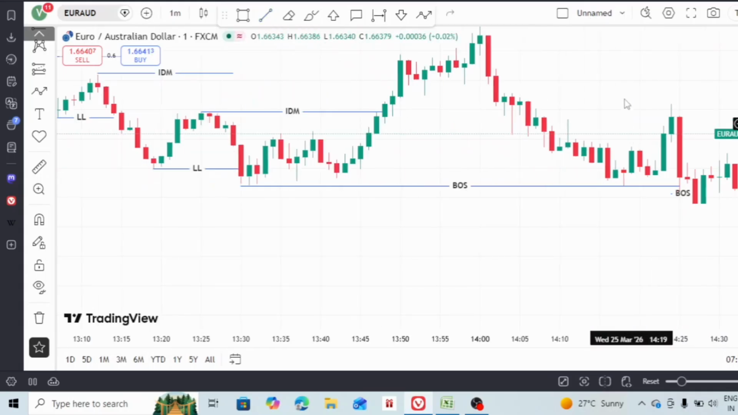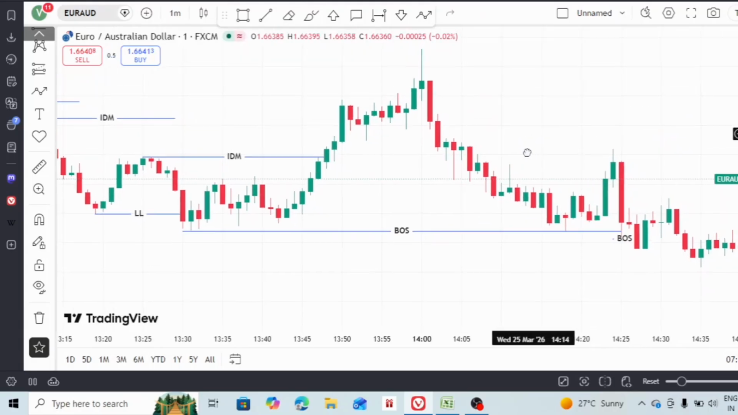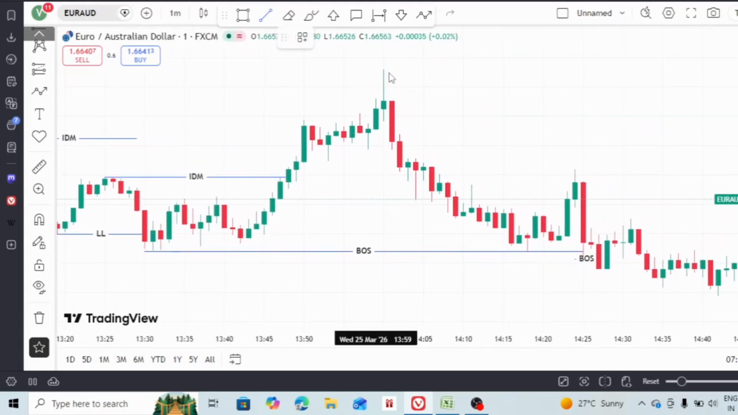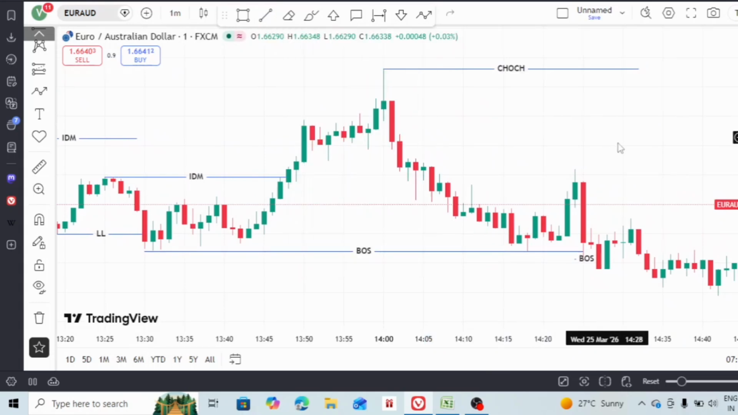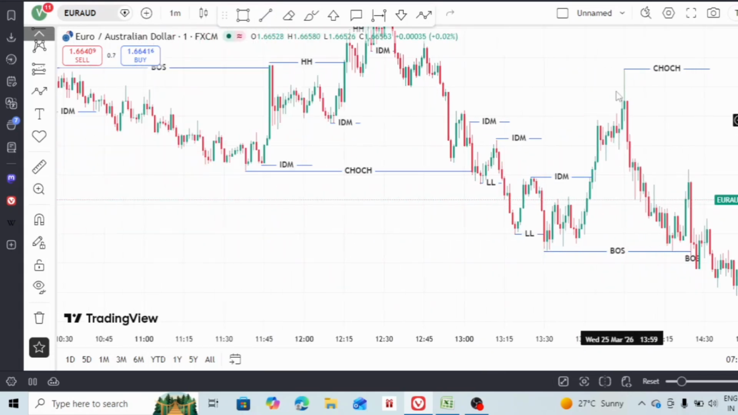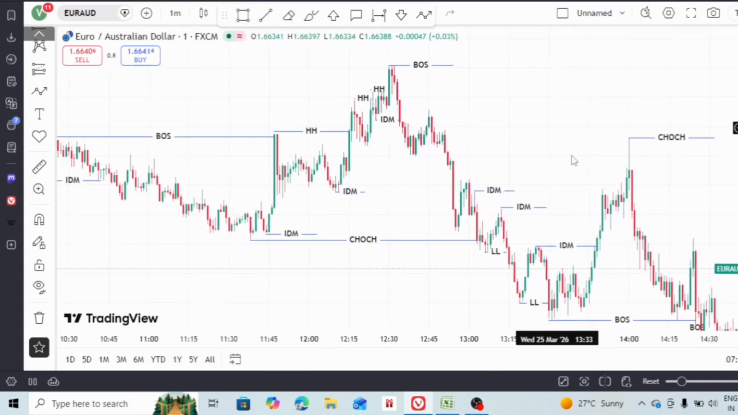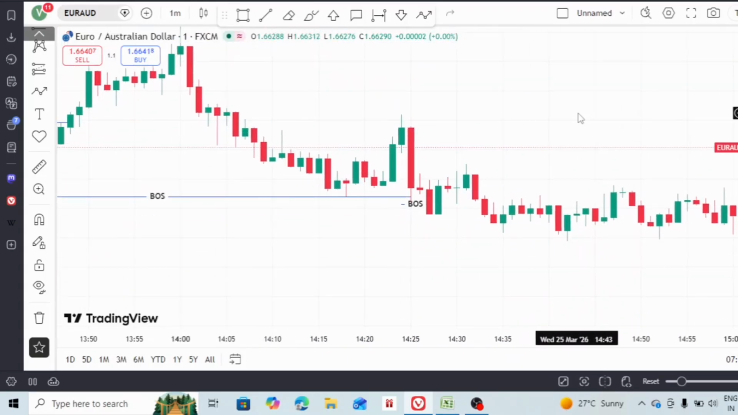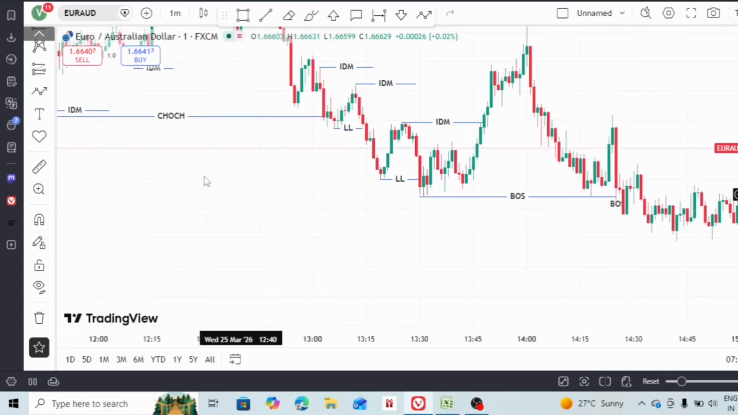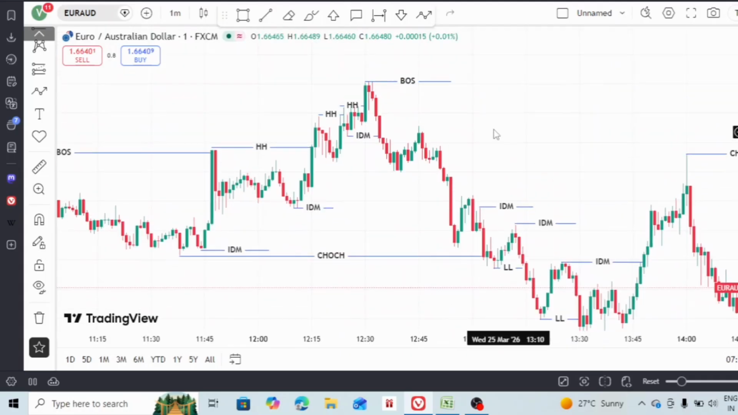So our break of structure has been confirmed with the body. So the highest point will be the change of character. This will be the change of character level. Okay, so see, this is the complete structure of the downtrend market, and I hope you understand about the structure of the market.